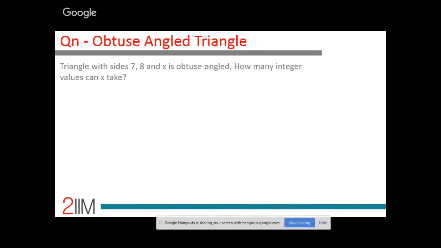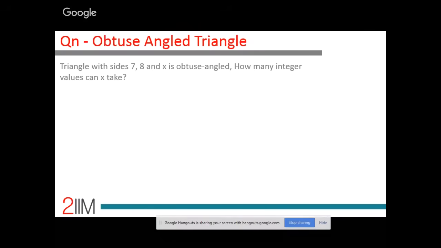Triangle sides 7, 8, and x is an obtuse angle. How many integer values can x take? Look at the answer. What are we looking at? What's the method? The sum of squares of the two shorter sides should be less than the square of the longest side. What is the longest side for this? It could be x or it could be 8. So solve for both.